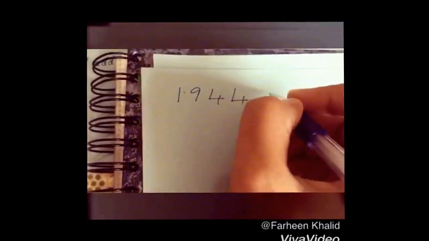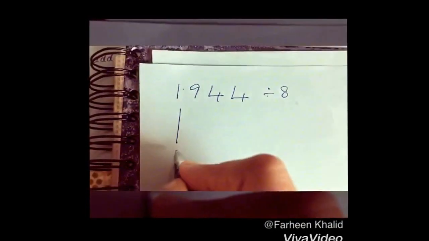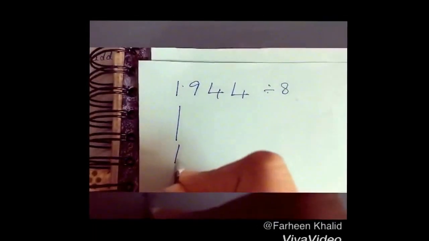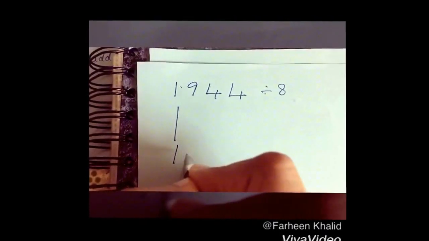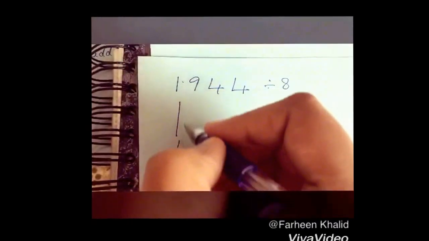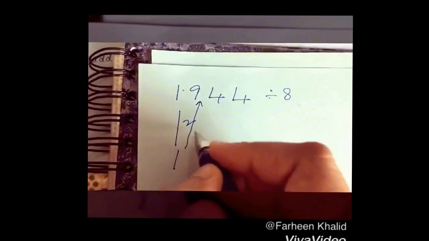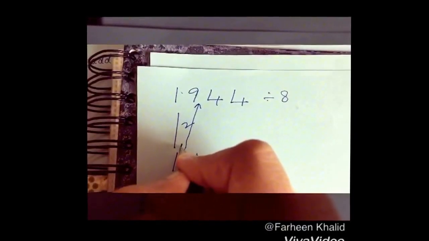1944 divided by 8. So what you do here, the same thing, you put the 1 as it is, but this time you will multiply this 1 with the multiplier, which is 2. So 1 times 2 is 2, and you add that 2 to the 9. So it is 2 plus 9, which is 11, and you carry the 1 here.